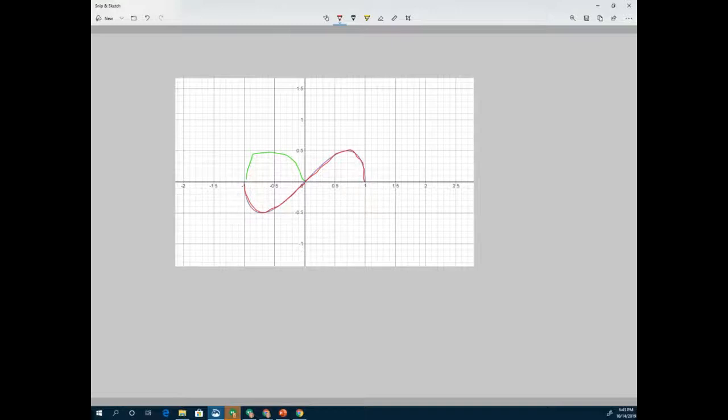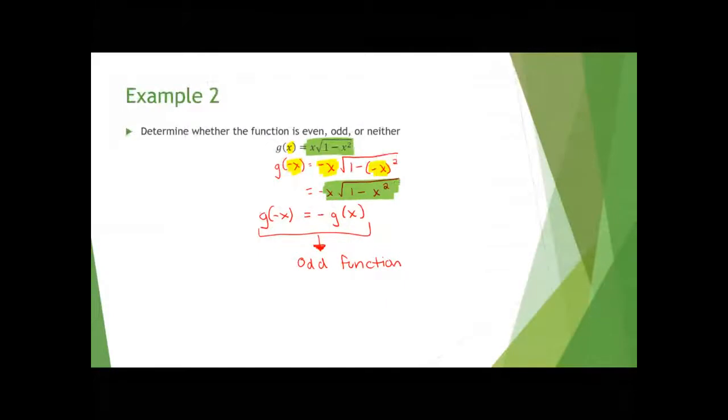Hopefully that kind of makes sense, but that's what an odd function looks like. It's sort of like a reflection over two different parts. And so that's odd, and we can test it with the equations. So do you have any questions on that? Okay. Awesome.